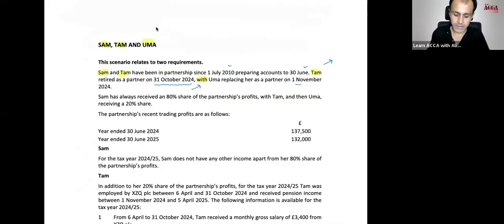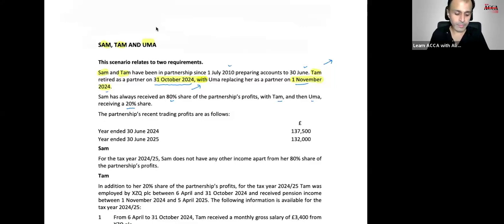On the same day, the partner Tam has retired. The date of retirement is important. You can take that as 1st November or 31st October, both have the same meaning. Sam has always received an 80% share of profit, with Tam and Uma receiving 20%. So that's the ratio. Sam is going to take 80%. Tam takes 20, and when Tam goes out and Uma replaces Tam, Uma will also start taking the 20%.